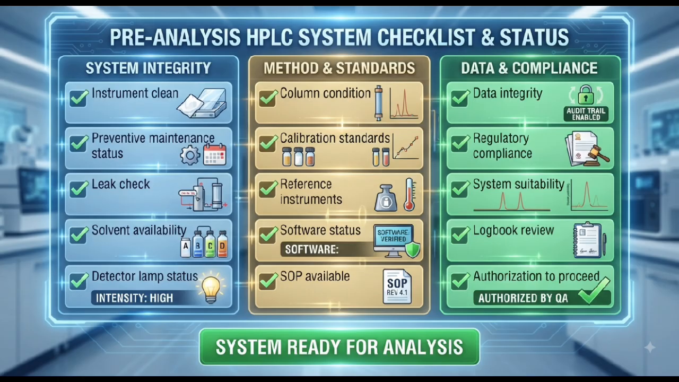Pre-calibration check. Before beginning calibration, perform a pre-calibration check. Verify that the HPLC is clean and suitable for use. Check the PM, or preventive maintenance, status. Verify that there are no visible leaks. Check solvent availability and suitability. Confirm detector and lamp status. Verify the status of required reference standards. Check that all measuring instruments have valid calibration status. Confirm that the correct software and approved procedure are being used. Only after this check should calibration begin.